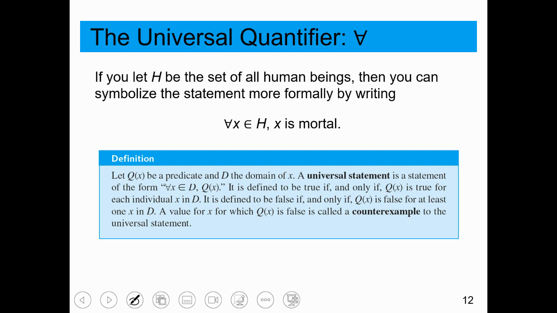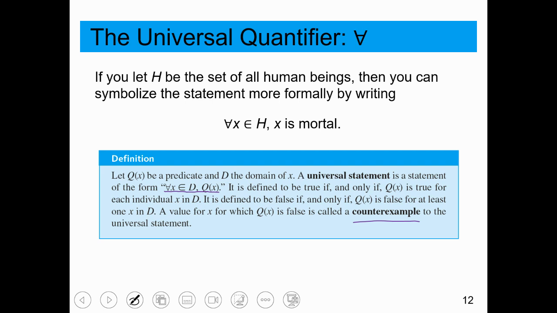Let Q of x be a predicate and D the domain of x. A universal statement is a statement of the form, for every x in D, Q of x. It's defined to be true if and only if Q of x is true for each individual x in D. It is defined to be false if and only if Q of x is false for at least one x in D. A value for x for which Q of x is false is called a counterexample to the universal statement.